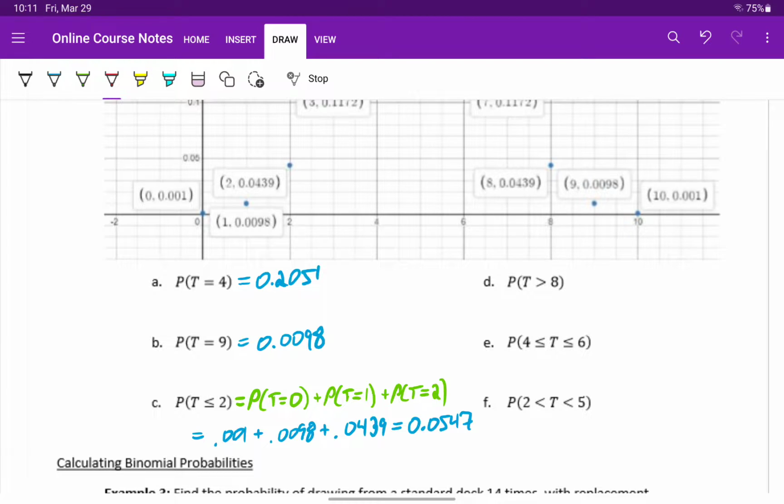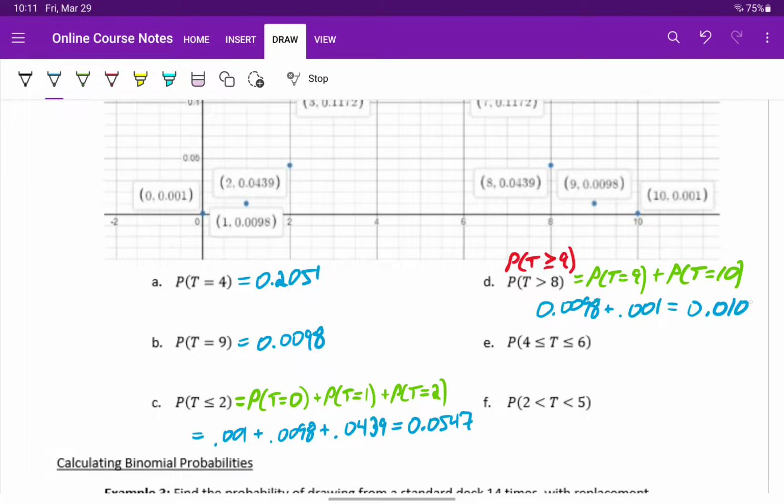We do need to be careful with inequality statements, because if we look at part D, we have the probability that t is greater than 8. That means getting tails more than 8 times. Another way to say that would be tails is greater than or equal to 9, since that would be all values that are larger than 8. So that would be the probability of getting tails 9 times plus the probability of getting tails 10 times, which would be 0.0098 plus 0.001, or 0.0108. Since we had that strict inequality, we don't include 8 as a success, only values larger than 8.